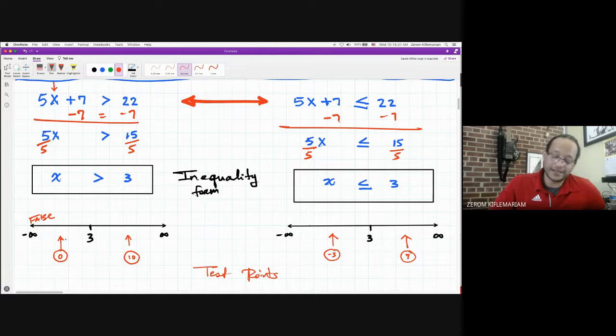What about if I plug in 10? If I plug in 10 here, what happens? 5 times 10 is 50. 50 plus 7 is 57. 57 is greater than 22. That would be true. So for my answer, I'm going to shade the true side.